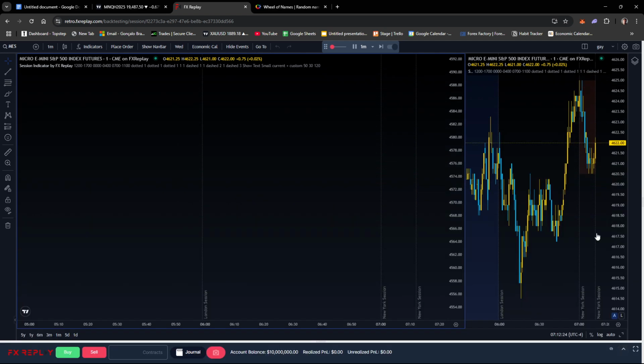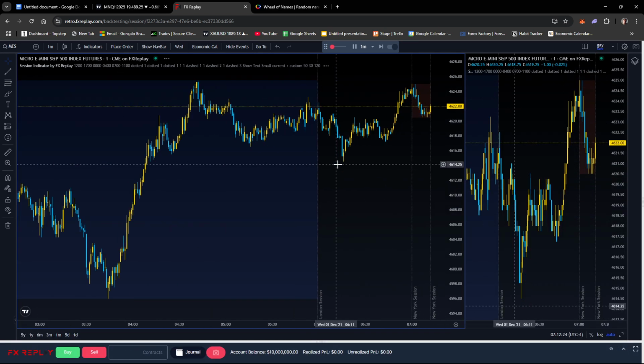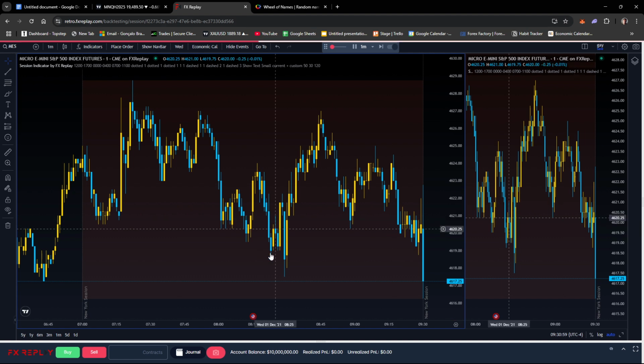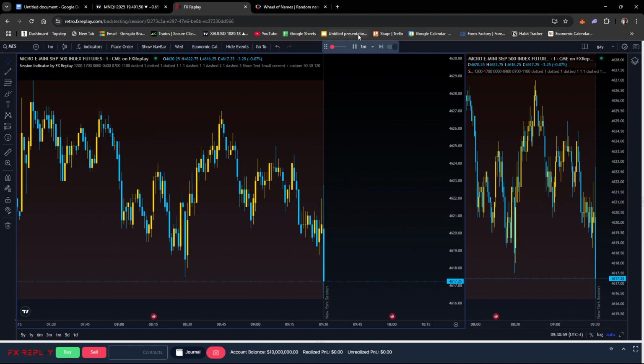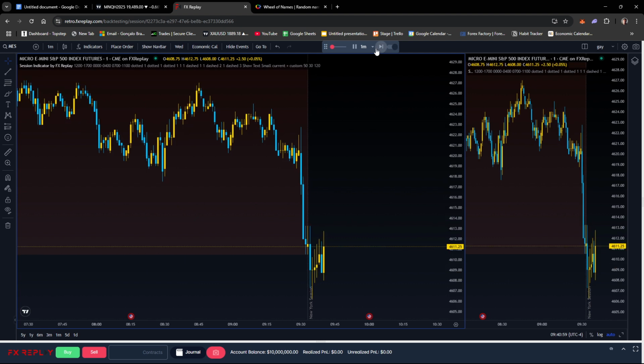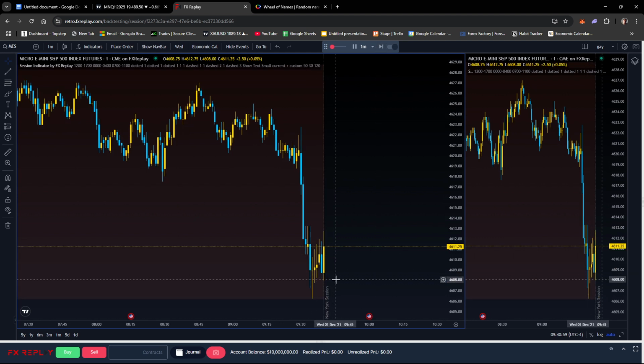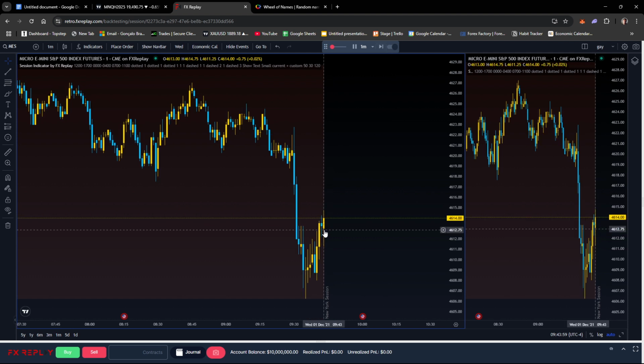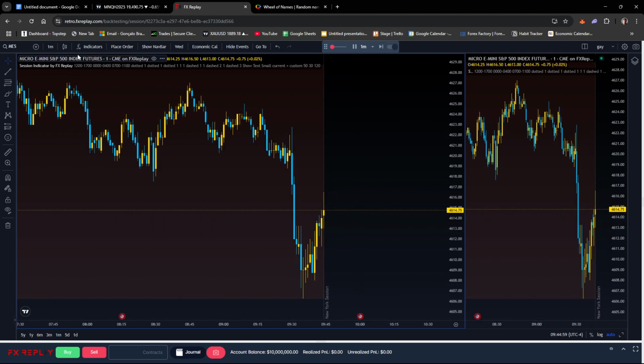So how does ICT perform here? Let's find out. So first, we've got the macro windows. We understand that. Is this macro window valid? No. 10 a.m. news. And our macro is the first one at 9:45. Maybe it is 9:50 back then.